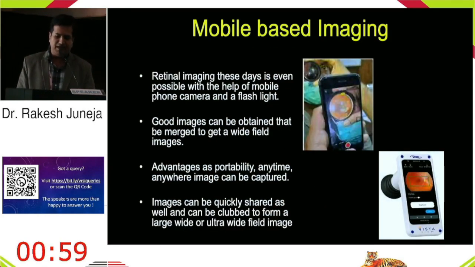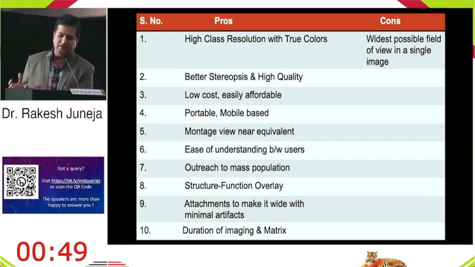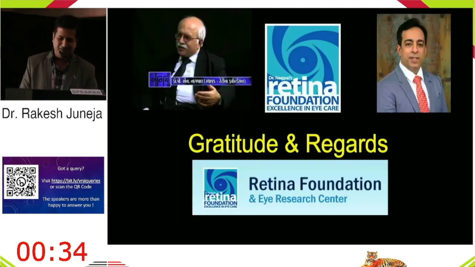Various friends and colleagues might be using this mobile-based imaging, where you can see even if you don't have the normal camera available. So for all those pros, we have only a single con: that the widest field image was possible in one single view. Rest all are the pros that can be done. And as the saying goes, the old is still the gold. So this dictum still stands tall, that we have the normal camera that outclasses the ultra-wide field at the moment. Thank you. My sincere regards to my mentor.